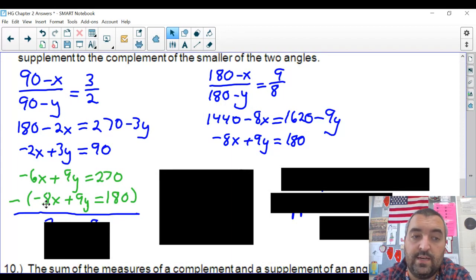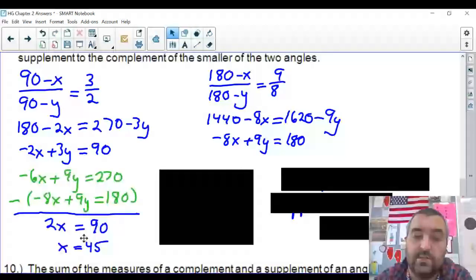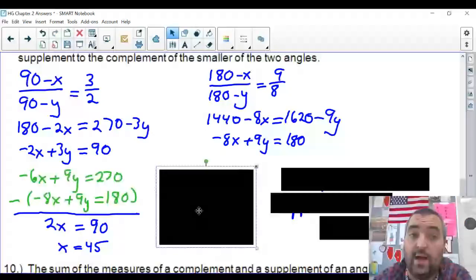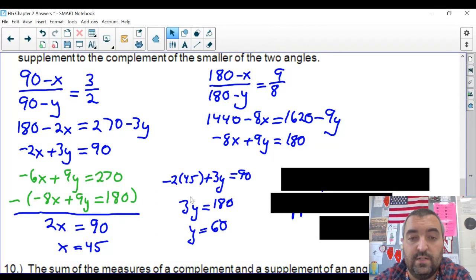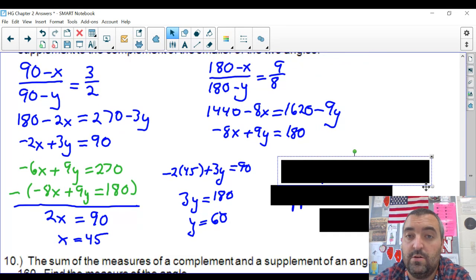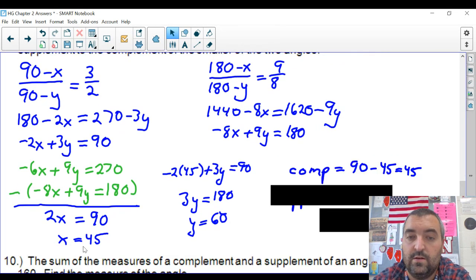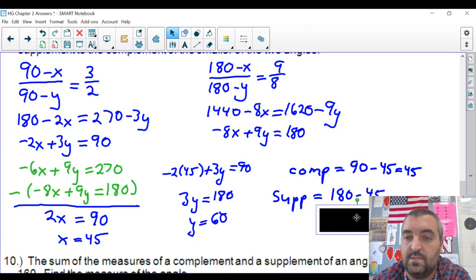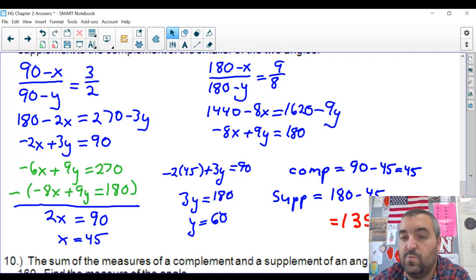And now I can just subtract the two equations. When I do that, the y's cancel, and we're left with 2x equals 90. So x is 45. Once I have that, substitute it back in, you get y equals 60. So we have the x angle and the y angle, but we have to make sure we answer the question, which is find the supplement to the complement of the smaller of the two angles. Well, the smaller of the two angles is the 45. Here's the complement. The supplement of the complement would be 135.